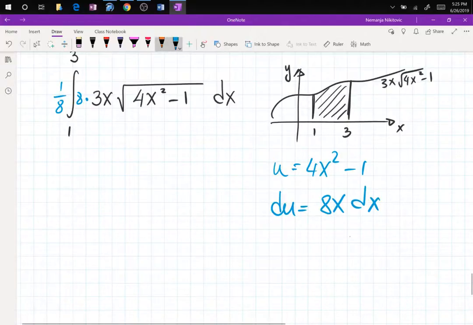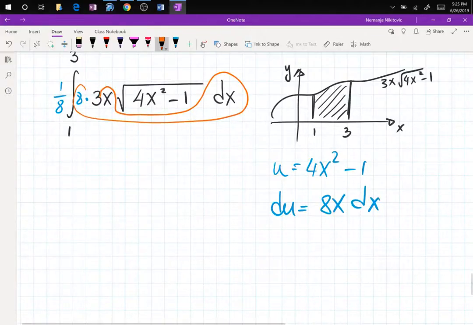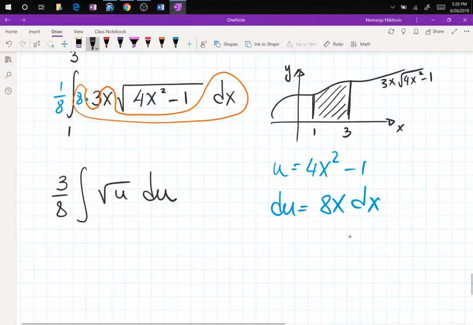So now our peanut over here, there we go, is a 3 hump peanut. So we have 3 over 8 integral of square root of u du. The 3 that was in front of the x jumps in front of the integral because it's not a part of the peanut. So it becomes 3/8 in front. And then 8x dx is du. And we have a square root of u over there.